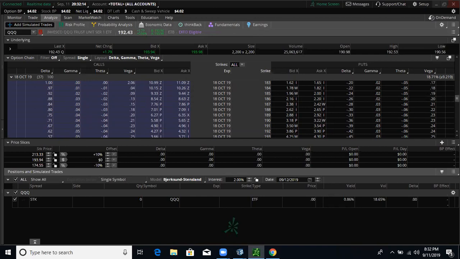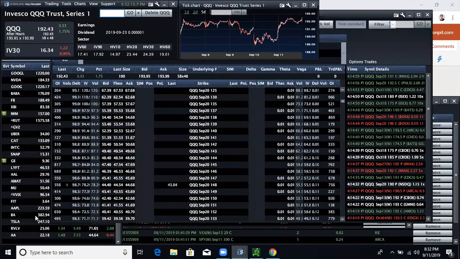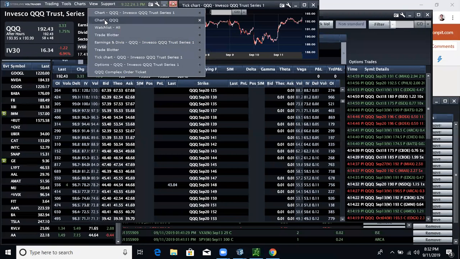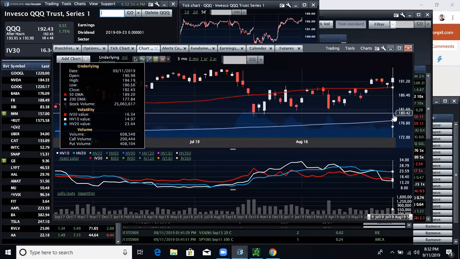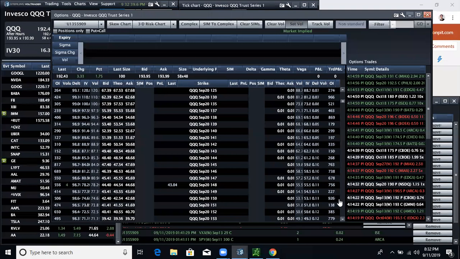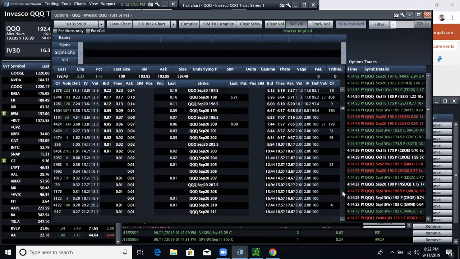So now let's look at a chart of the Qs. Again, I look at 180 as kind of a line in the sand here. You see this? How many times we can bounce off 180? So I do think that we're likely heading higher, or at least not going down a lot. So I want to go to October and give myself some time.